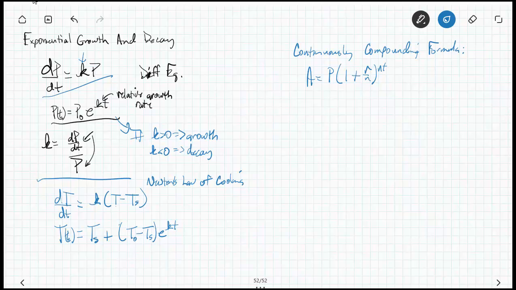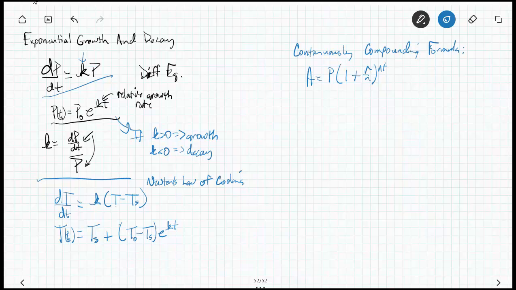And then this is kind of cool. For this equation, t is always in years. In the other equations, t doesn't necessarily have to be in years. It could be in minutes, it could be in hours, it could be in seconds. But for compounding, this always is in years, always.